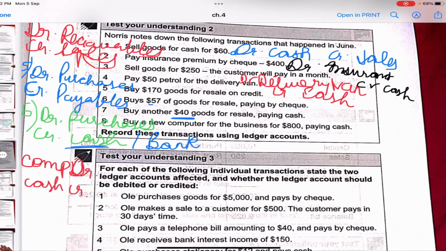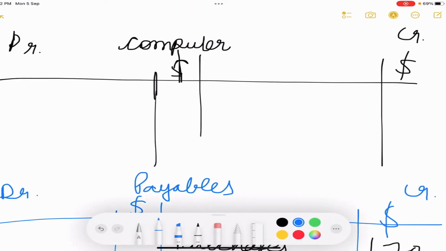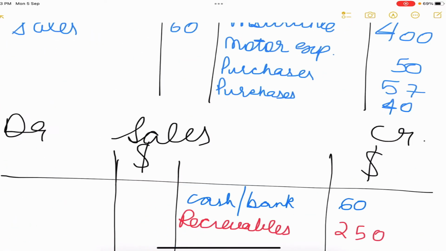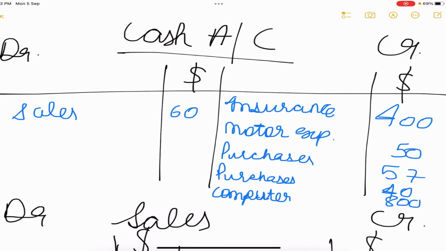Buy a new computer for the business for $800, paying cash. So computer gets debited and cash goes out, right? Computer gets debited with bank or cash for how much? 800, and the cash goes out, right? So this is an asset. Computer is an asset, and you know that it's a non current asset. How much is the computer? It is 800. So that's it. We're done with the ledger for this account.